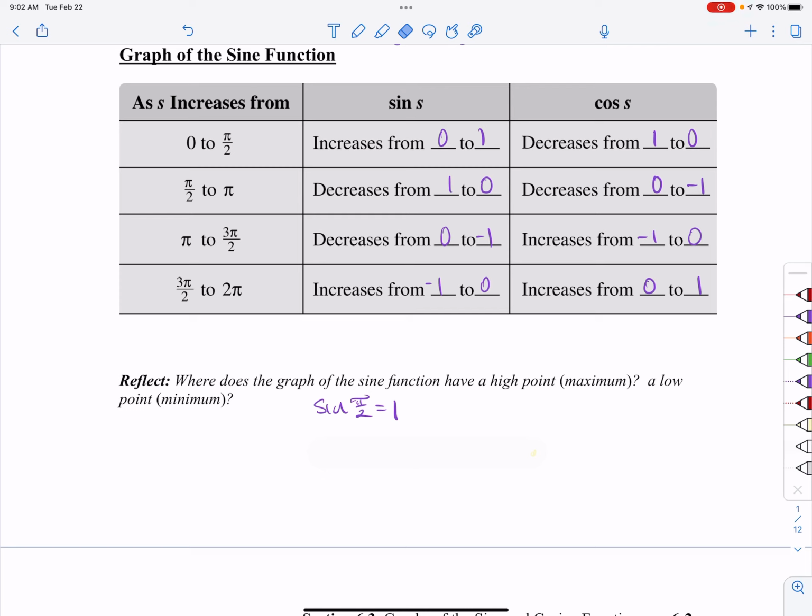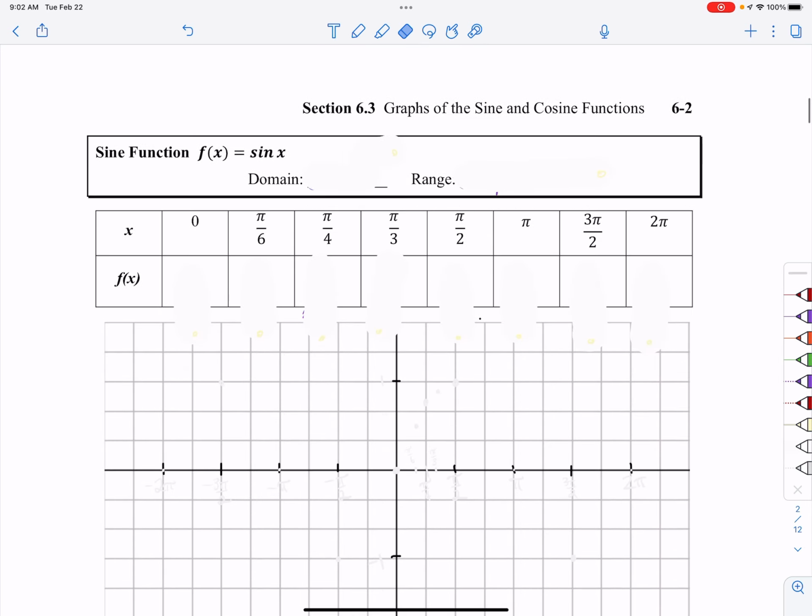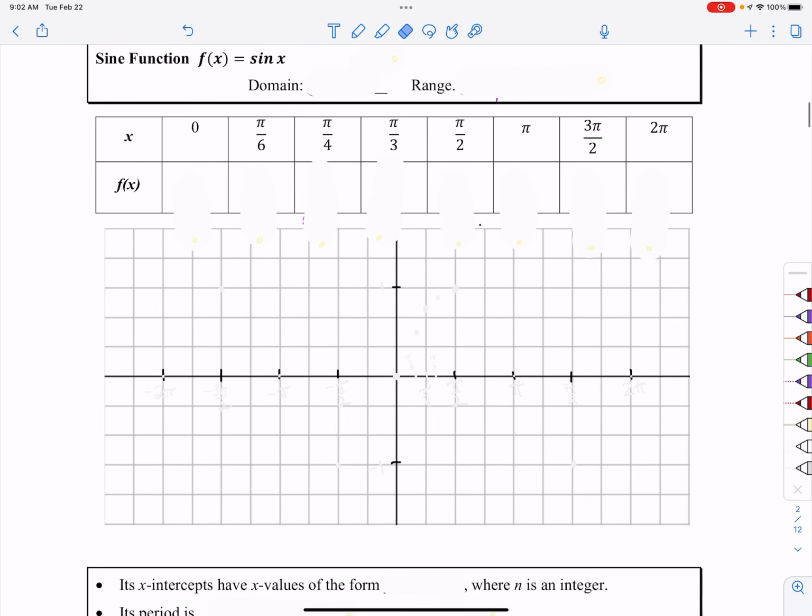Where does it have a low point? Well, that's going to occur at negative 1. And that happens at 3 pi over 2. All right, let's go ahead then and let's graph the parent function of sine. Now, for now, I'm going to leave domain and range alone. I'm not going to fill those in. I will wait until after we've graphed. It's a little easier once you've graphed.